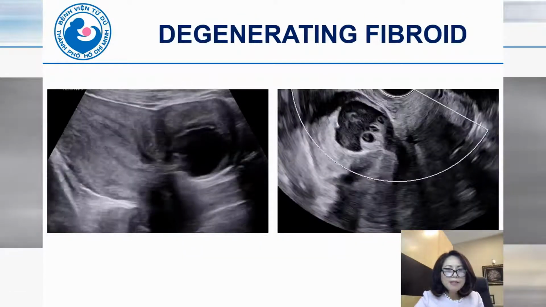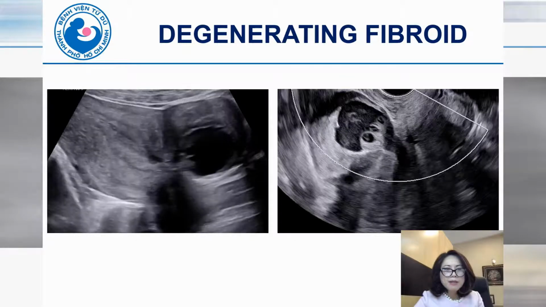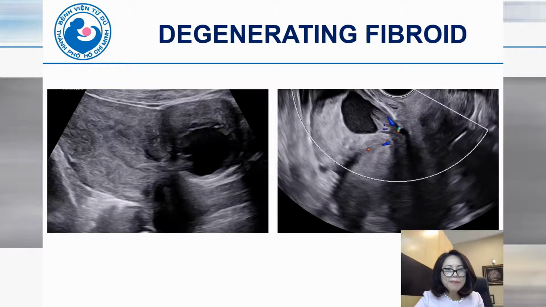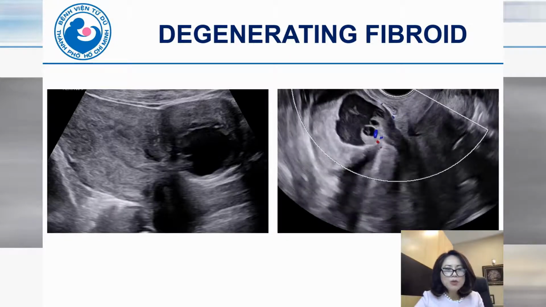And in another case, you can see this is a degenerating fibroid, and we know that it may mimic an intramural ectopic pregnancy.